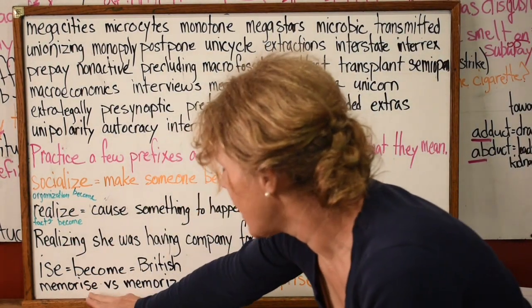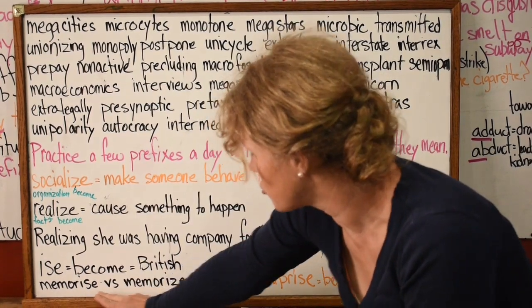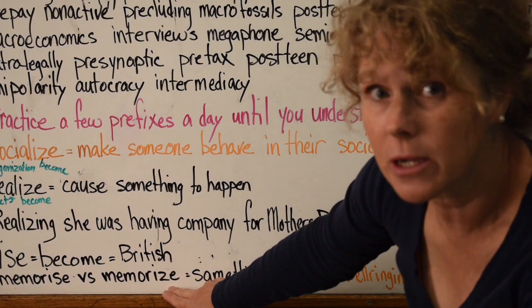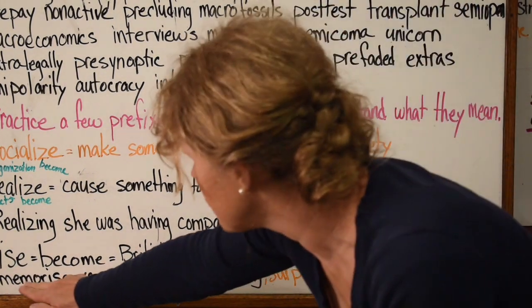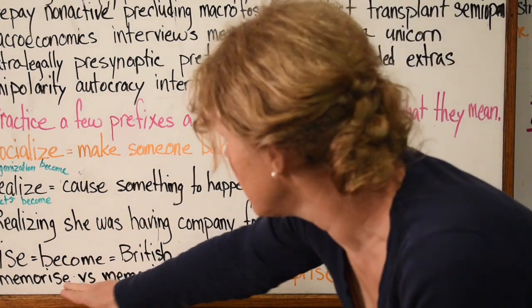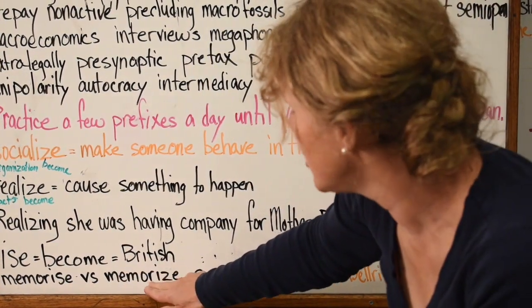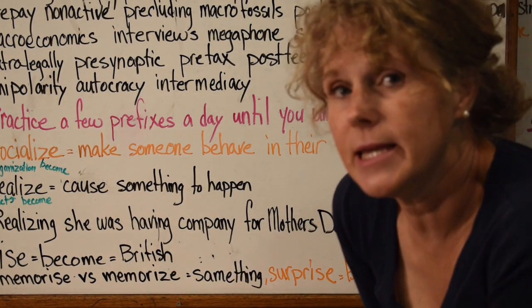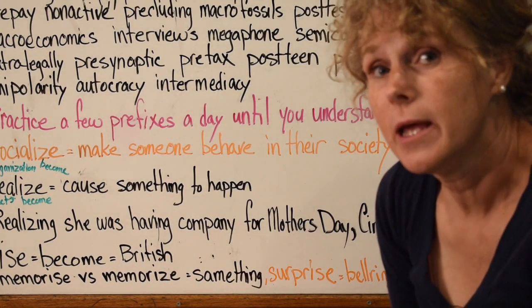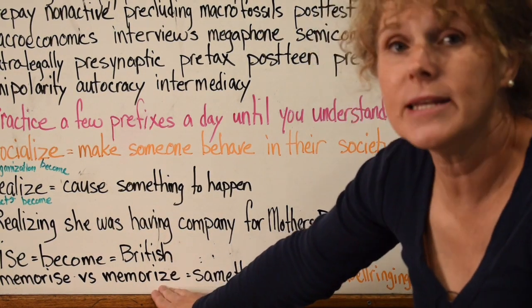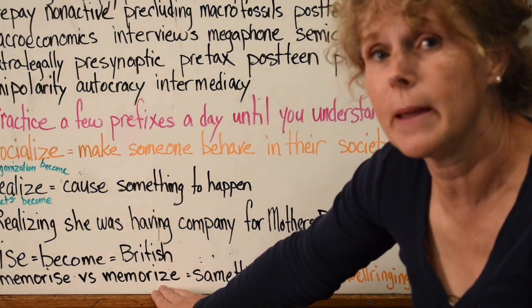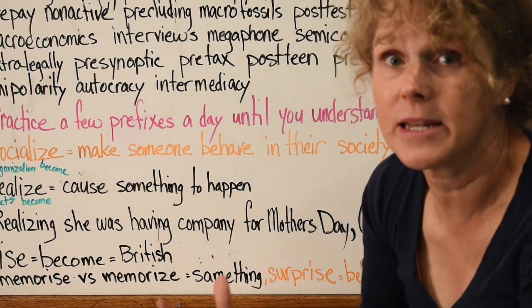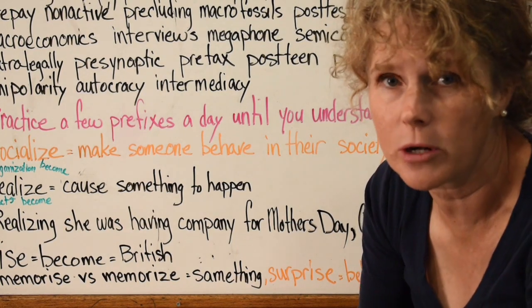So memorize is the British way, and memorize with a Z is the American way. So you might see both of these, and depending on where you're living, you choose which one to use. Also, you're going to see ISE at the end of lots of words. We see IZE most of the time as a suffix. And so sometimes you'll see ISE at the end of a word and it's just part of the word. It's not part of the suffix.